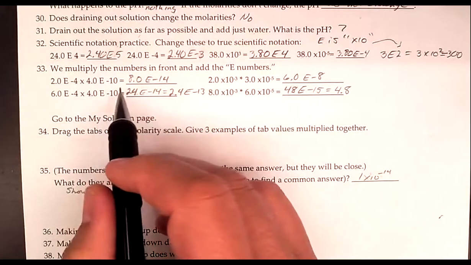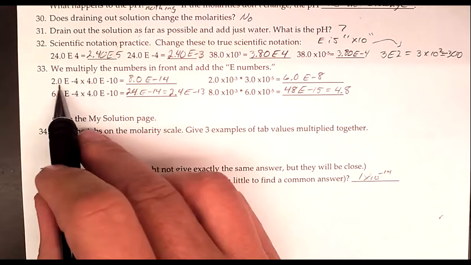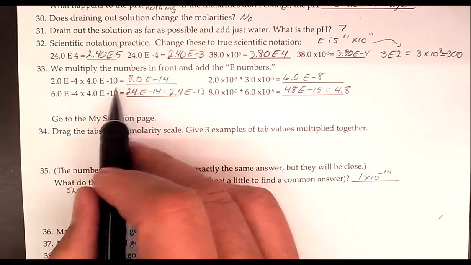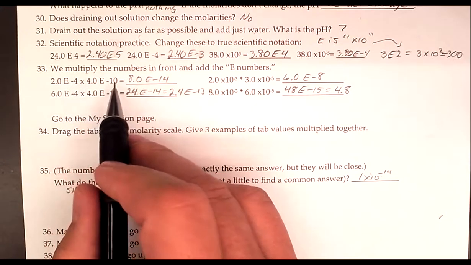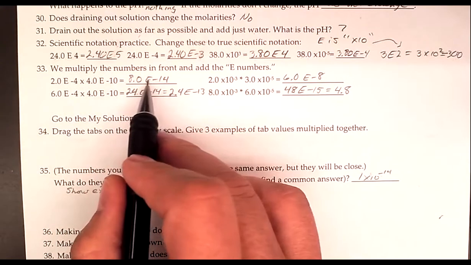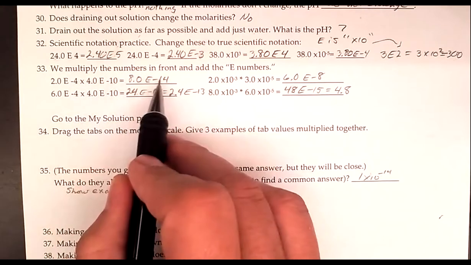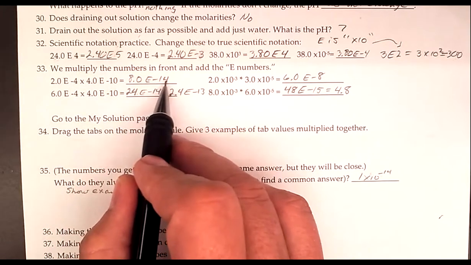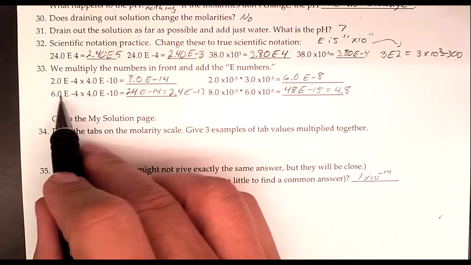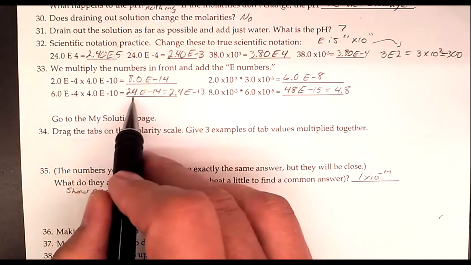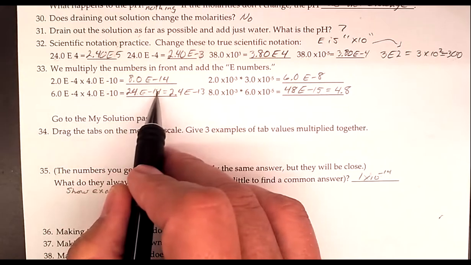When we multiply scientific notation, we can just multiply the regular number looking parts, the 2 times the 4, and we get 8. And then we add the exponents. So we get minus 4 plus minus 10, and we get times 10 to the minus 14. Then we can multiply 6 times 4 and get 24, and then add the exponents here. So that's times 10 to the minus 14 again.